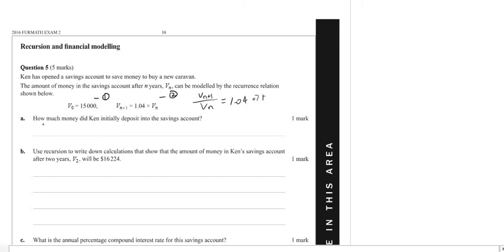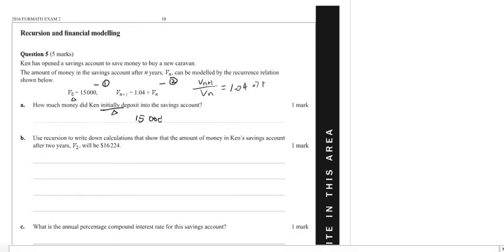So now let's look at part A. How much money did Ken initially deposit into the saving account? One way of saying initial is 0. So V0 is the amount of money that he deposited into the saving account. So I don't even need to read the whole question. I can solve my part A.